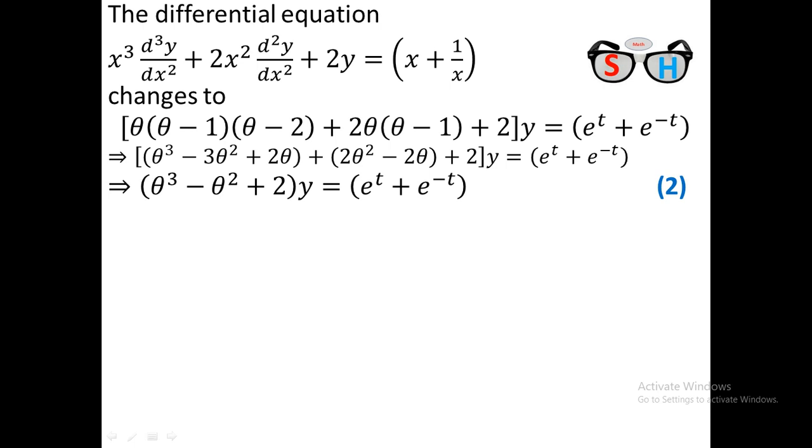Clearly this is a linear differential equation with constant coefficients. This type of equation has two parts.